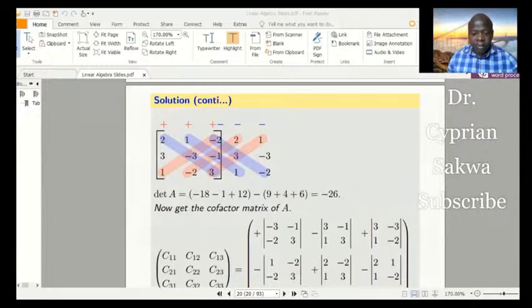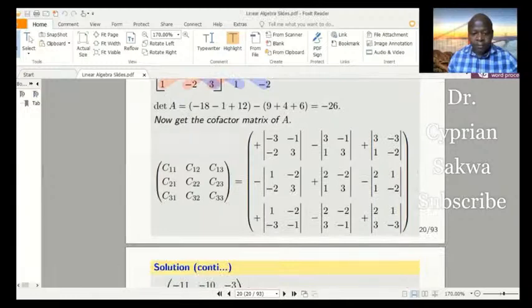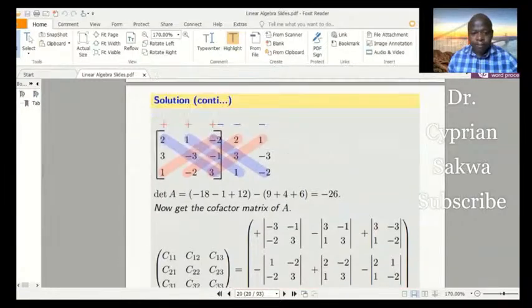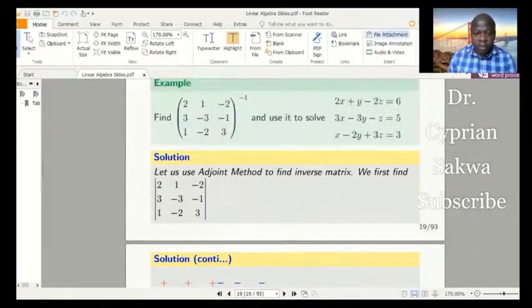Once you've gotten negative 26 as your determinant, proceed to get the cofactor matrix, just as we did in our previous video. And this is the cofactor matrix. For those who have not watched the video, let me just show you what we did. But you must go and watch the video so that you are familiar with how to get the inverse of a matrix by the adjoint method.